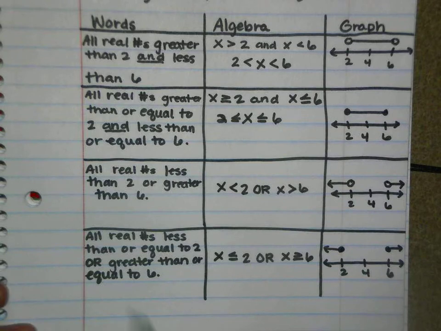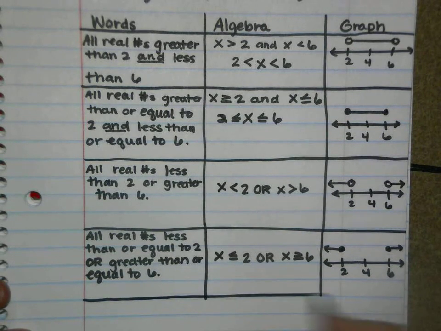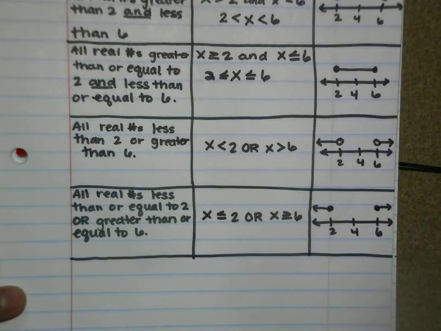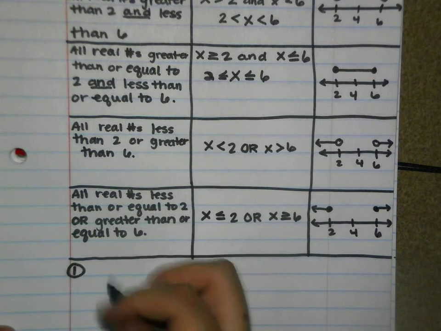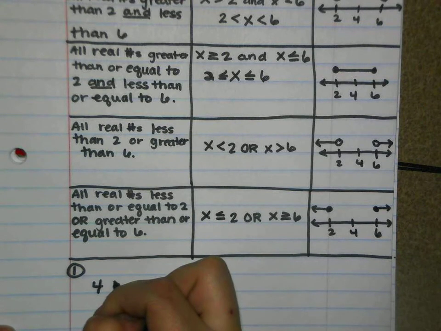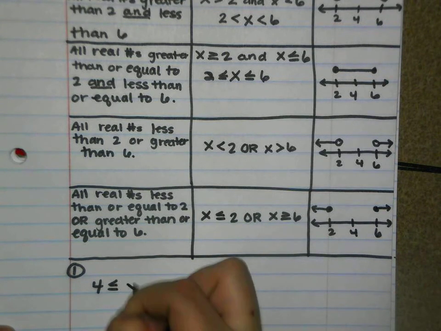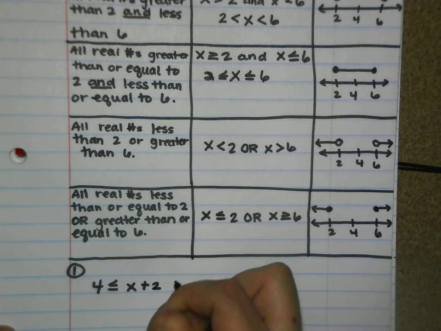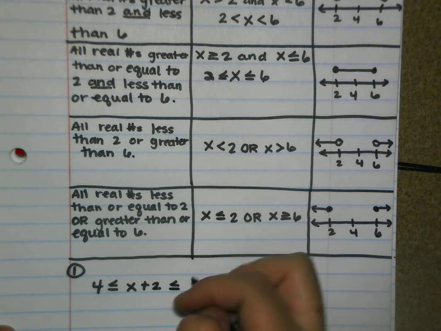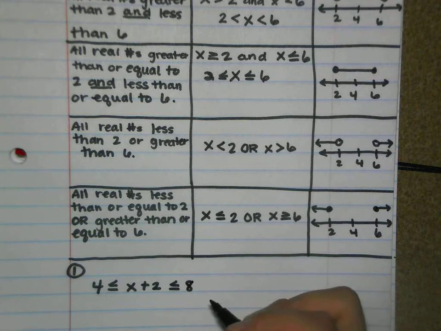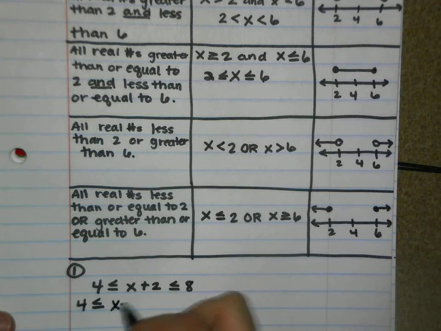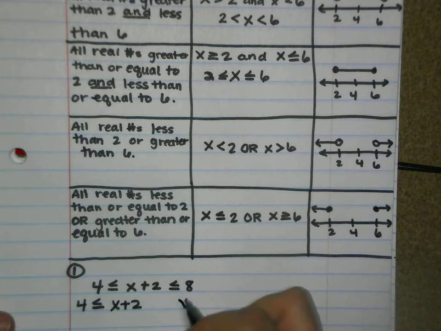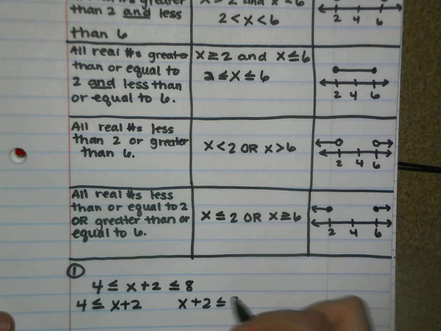so let's look at an example of this at the bottom of our big chart of how to look at these inequalities, and then we'll graph it together. So number 1, we have 4 is less than or equal to x plus 2, which is less than or equal to 8. Okay, so let's go ahead and pull that apart into its two separate inequalities. So we have 4 is less than or equal to x plus 2, and then we have x plus 2 is less than or equal to 8.